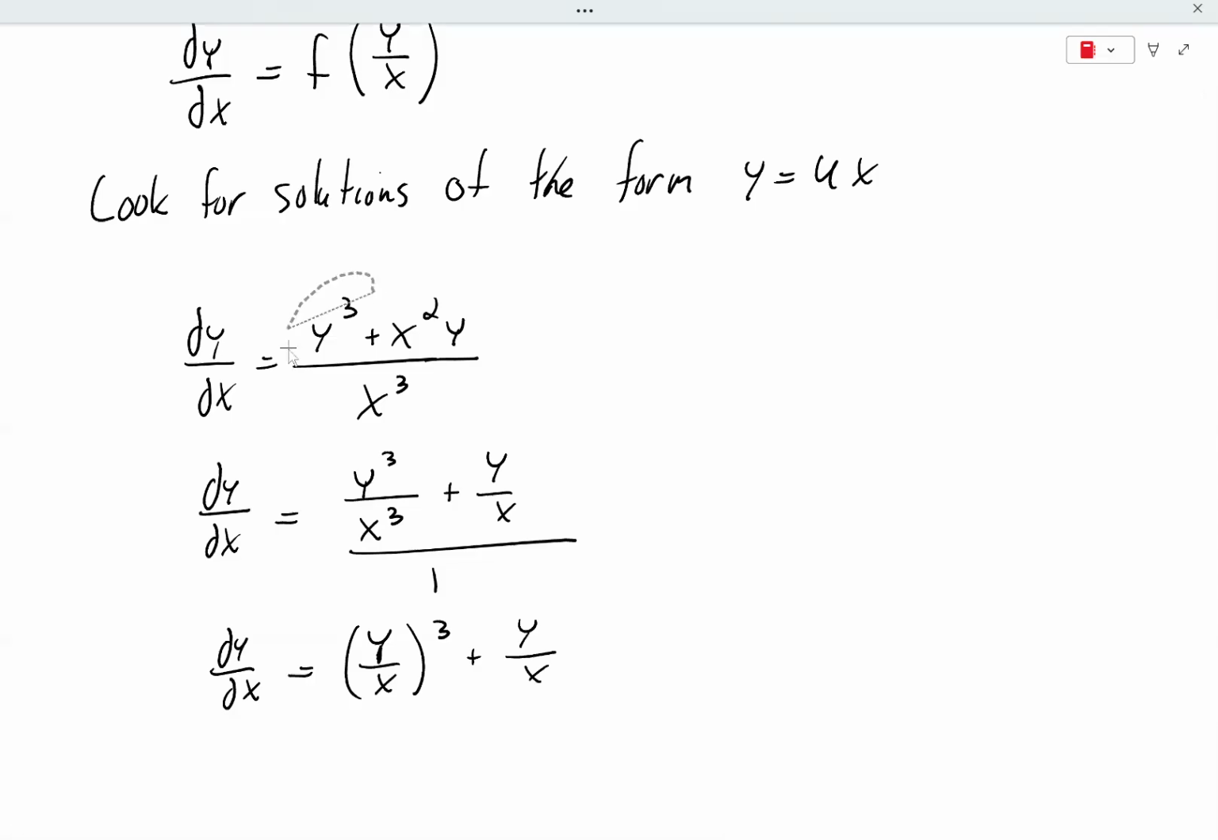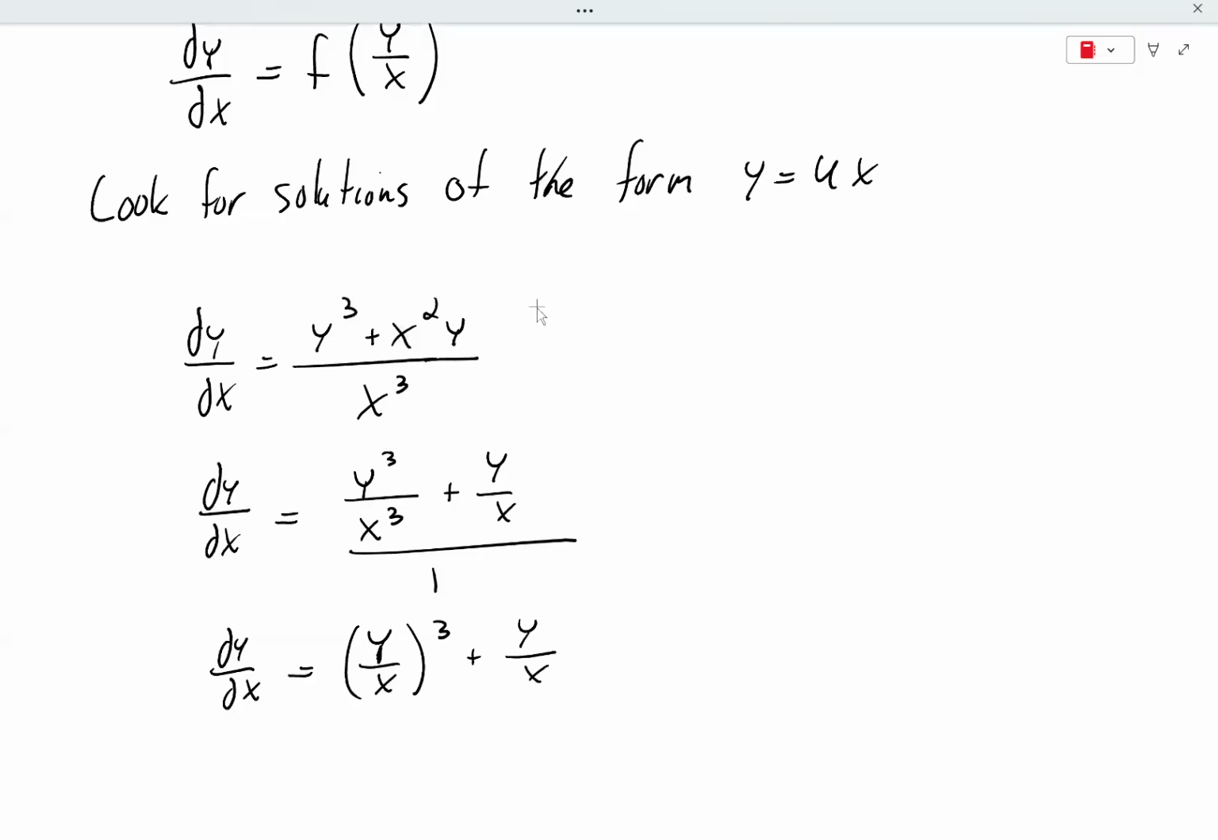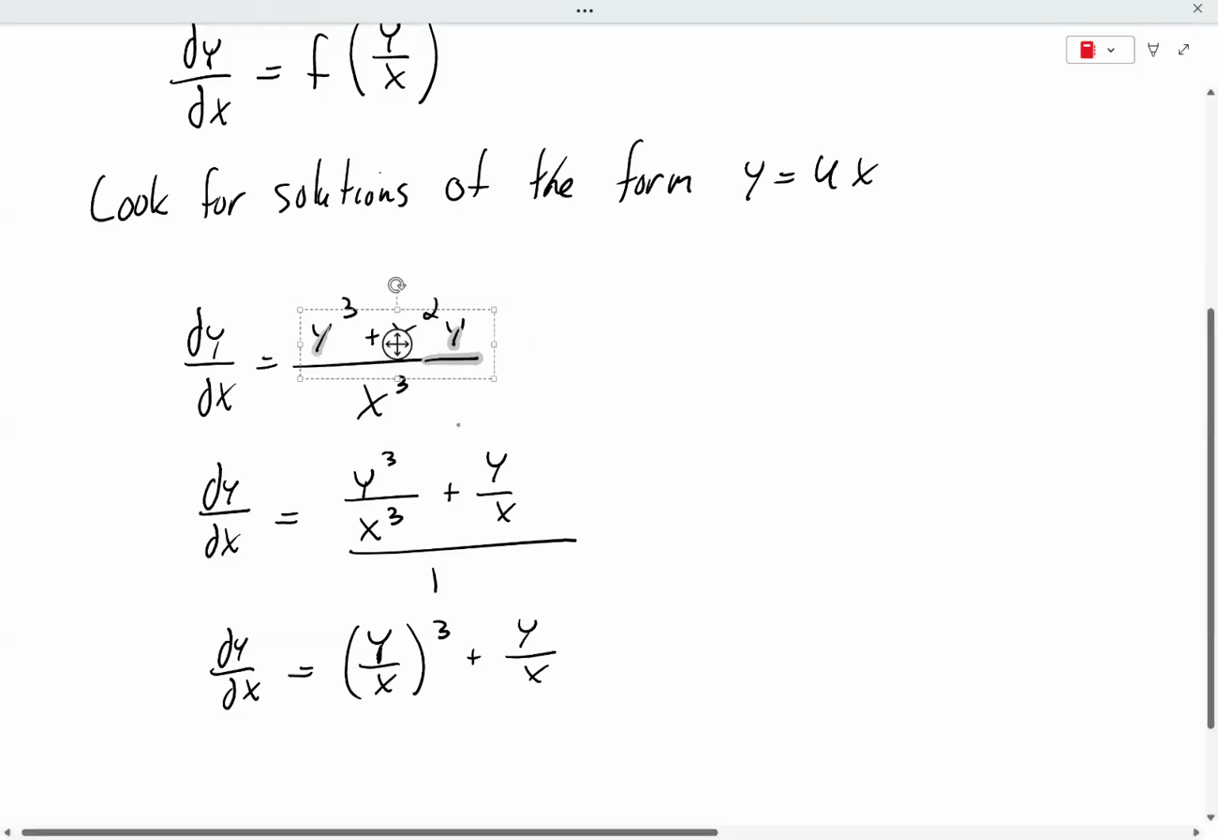So if this is a third degree here, this is a third degree here, this is a third degree here. So if the numerator is third degree and the denominator is third degree, you're always going to be able to write it like this. You're going to divide it out like that. You can always write it as just a ratio of y over x here.